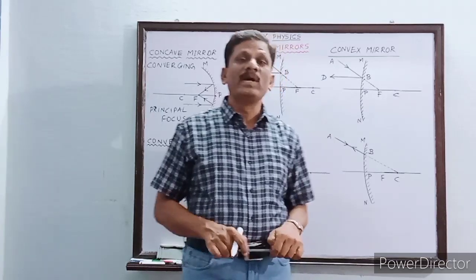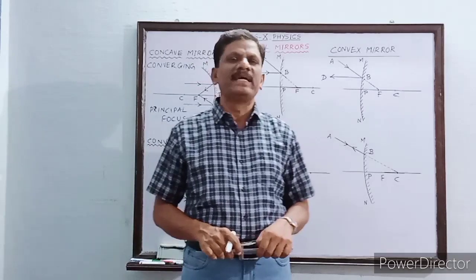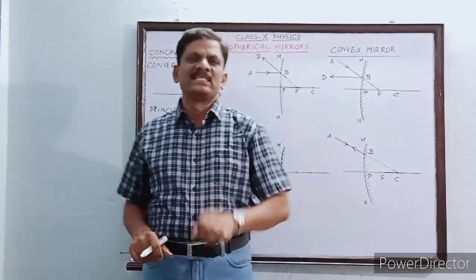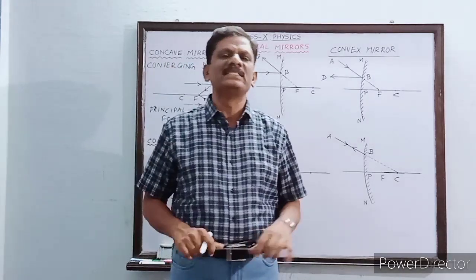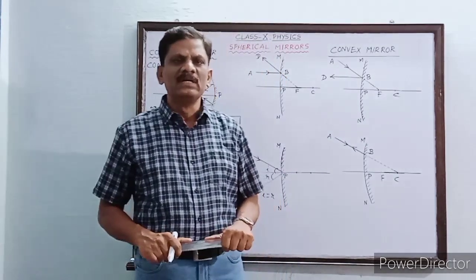For this, you have to refer to the textbook and look at the tabular column. They have given very clearly, for every position of the object, what is the nature of the image, size of the image, and the position of the image. So in the next class, we are going to discuss that.